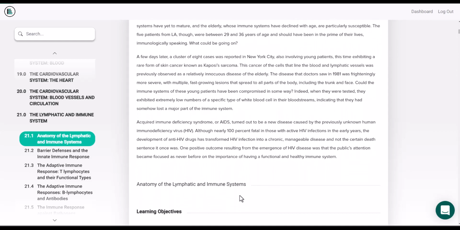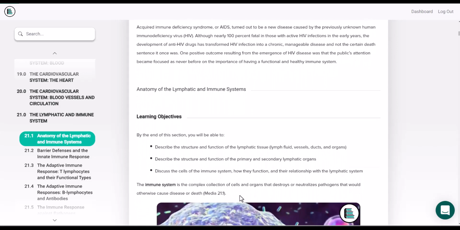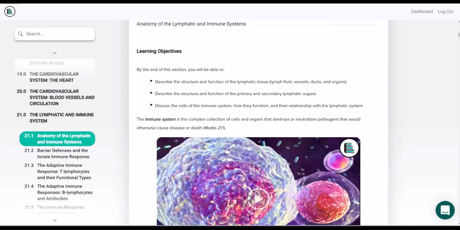Some really interesting background information to whet your appetite about why we care about the lymphatic system. And let's get going here.